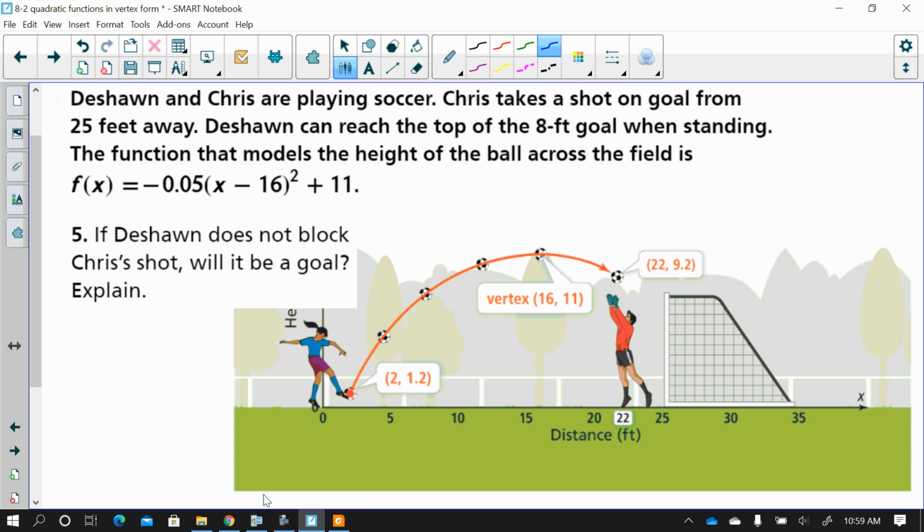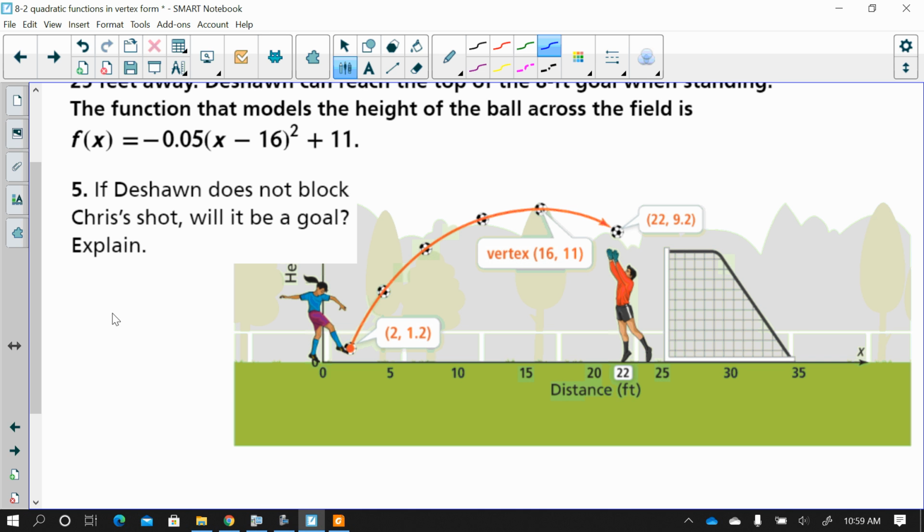Okay, so again, here we are playing again. We have the function. Okay, if he does not block the shot, will it be a goal? Well, let's figure it out. I've got this equation. The goal is at 25 feet. This is my x. Let's put 25 in for x and see if it is less than 8 feet tall. Okay, remember this was 8. So if I'm under 8 feet, it's going to be a goal.